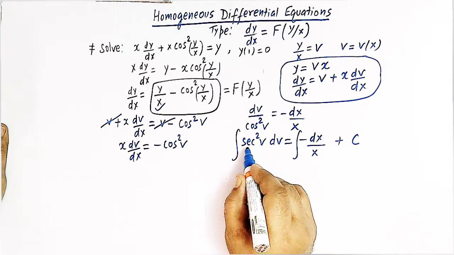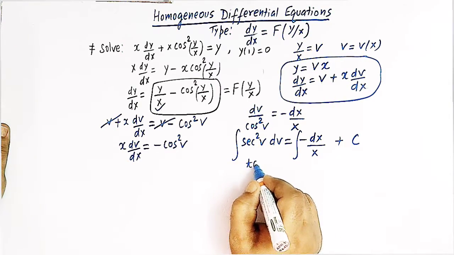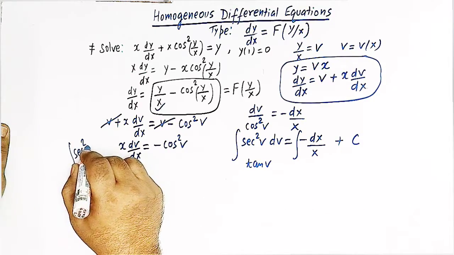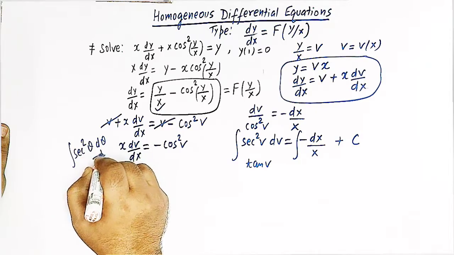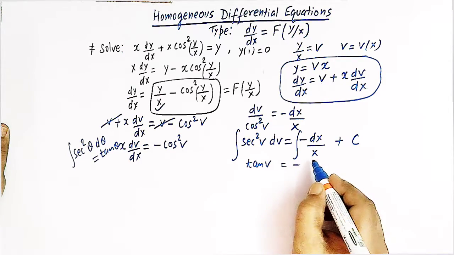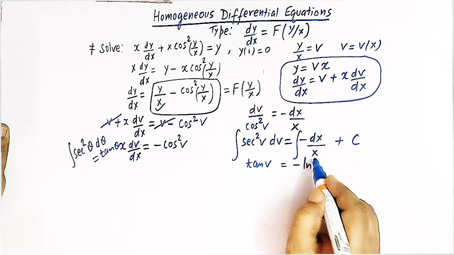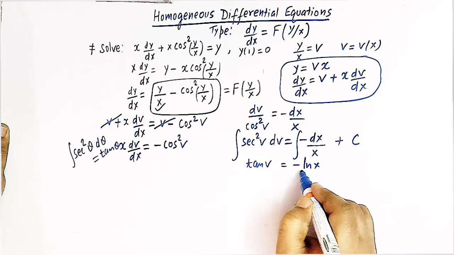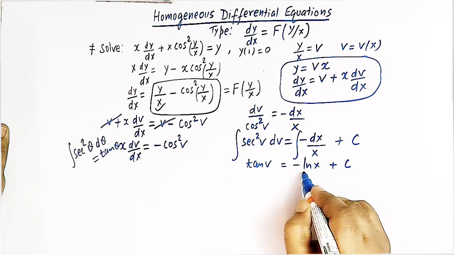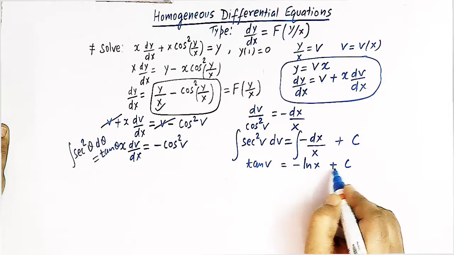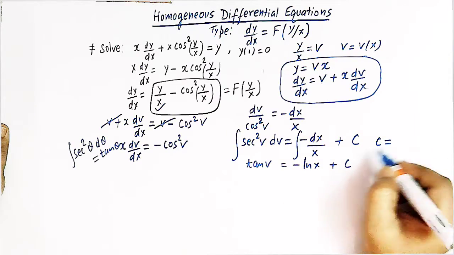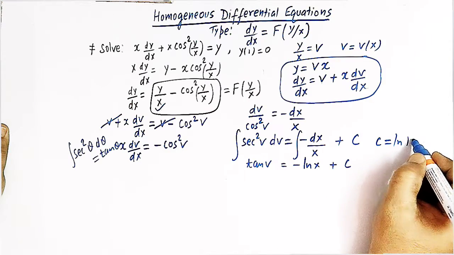So now the integral of secant square v is tan of v, right? Because we know that the integral of secant square theta d theta is equal to tangent of theta. So here we have tan v, and here we have the log of x, because the integral of 1 over x dx is log of x, and here we have c. Right, now to merge these quantities, that is log of x and c, we can appropriately take c as some other constant, say log of k, right?